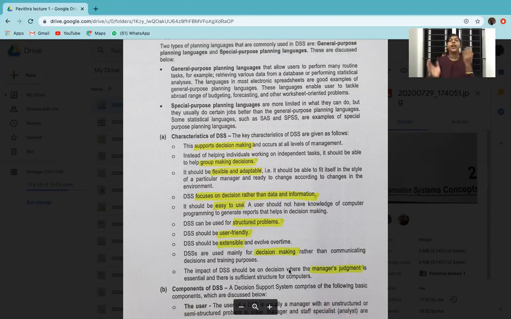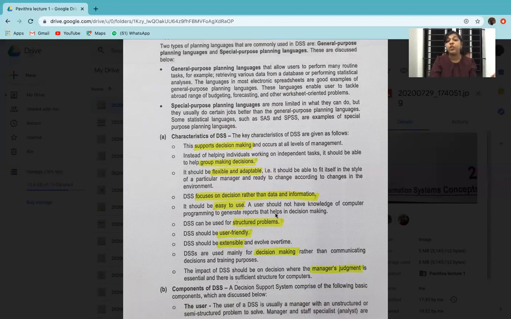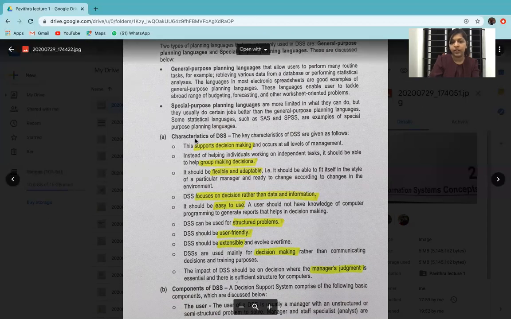Okay, now let us again look into the characteristics of DSS. It supports decision making. It supports group decision making. It is flexible and adaptable. It focuses on decision only. It is easy to use and user friendly for structured problems and also for unstructured problems. It should be extensible and evolve over time. It's mainly used for decision making, rather than data and information. These are the characteristics of DSS.